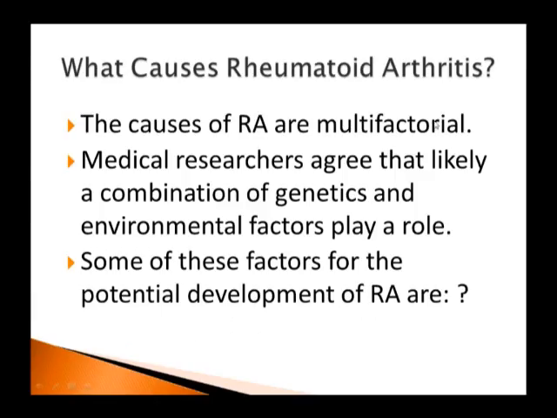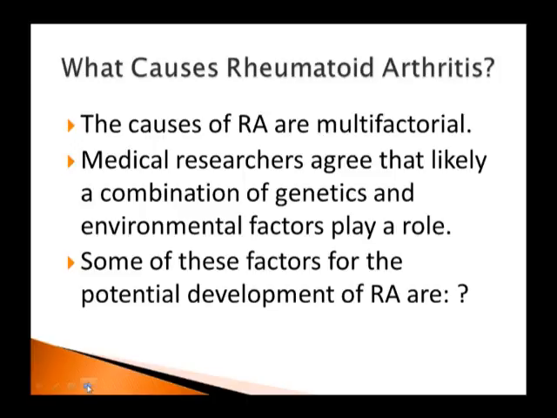Well, what are the causes? And if you've worked with a rheumatologist, your general practitioner, they may have been somewhat limited. Maybe didn't really give you a good idea about what some of the factors are. We know that rheumatoid arthritis is multifactorial. Matter of fact, a lot of researchers agree that it's a combination of genetics and probably environmental factors that play a role, and that some of these factors have the potential for triggering RA.